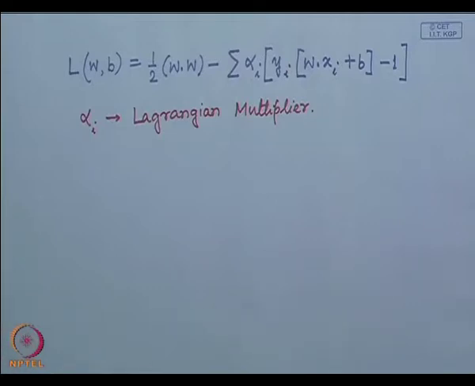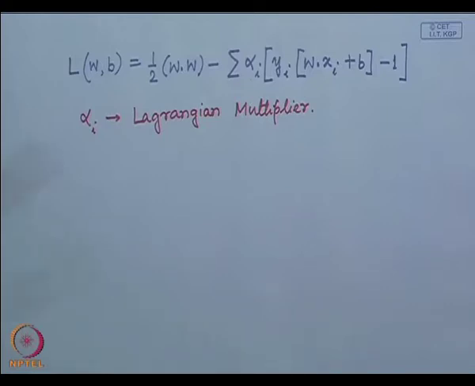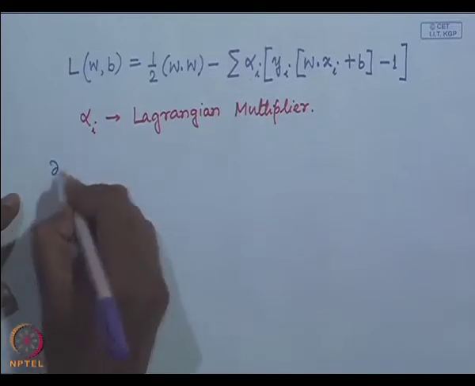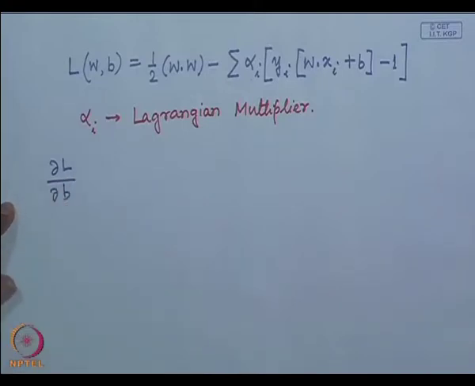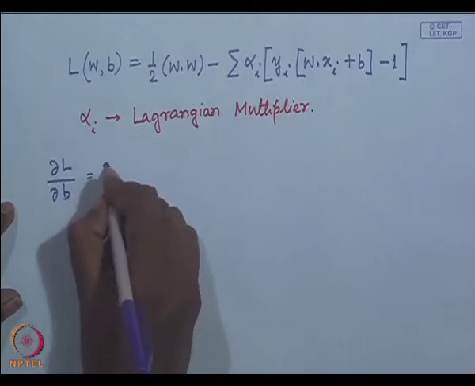So, when I go for optimization of this Lagrangian, from our school level mathematics we know that this optimization has to be done by taking the derivative of the Lagrangian with respect to w and by taking the derivative of the Lagrangian with respect to b. So, if I take the derivative of this Lagrangian with respect to b, what I want to compute is del L upon del b, and I have to equate this to 0.